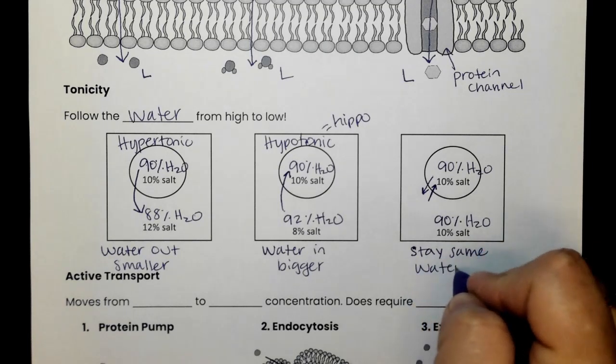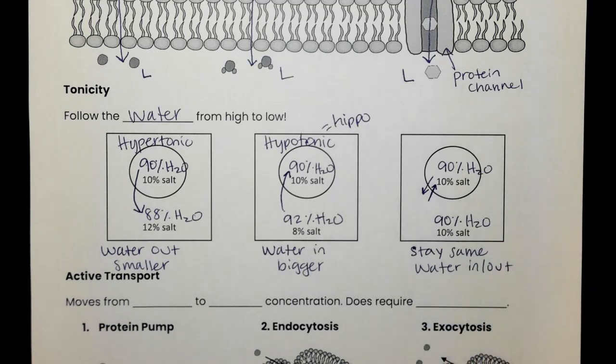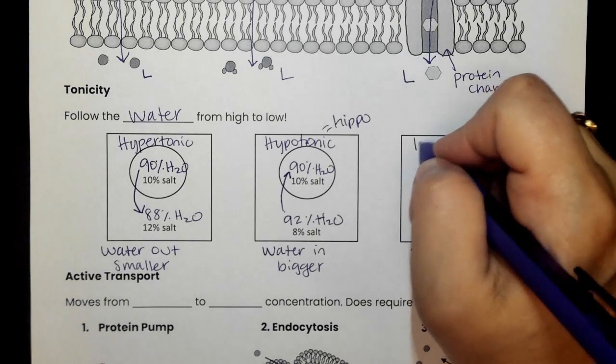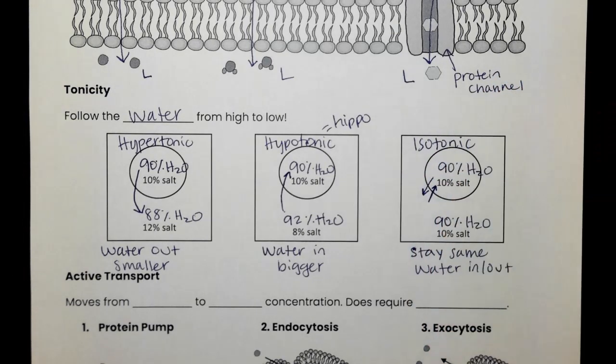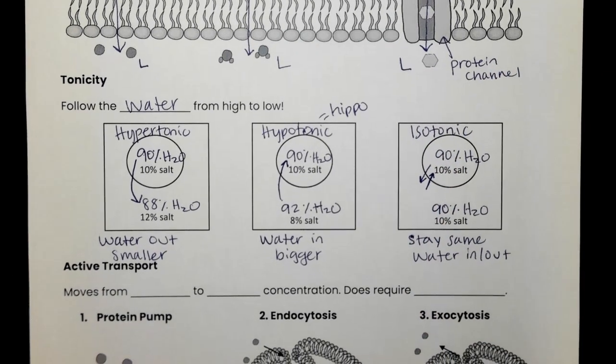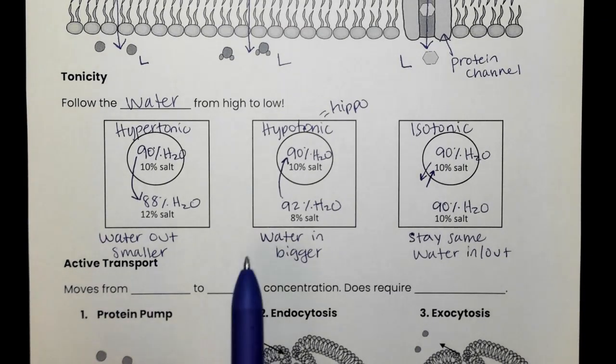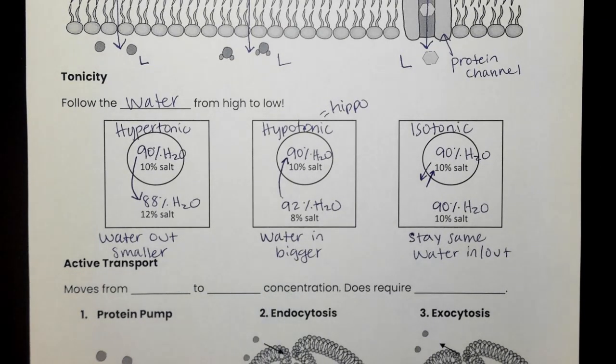So water is going to move in and out at a constant rate, and we call that an isotonic solution. So again, tonicity is the movement of water, so this would be osmosis.